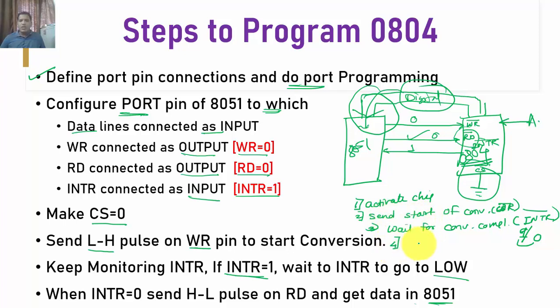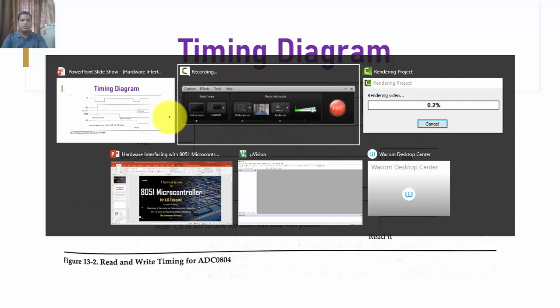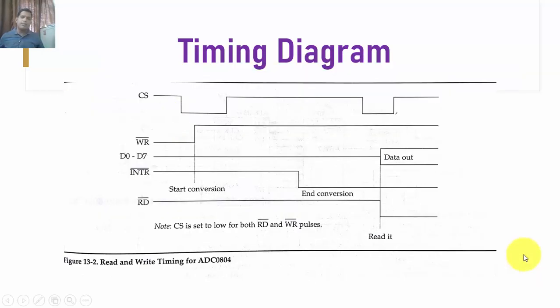So after doing this, what do we have to do? Send the read signal, that is the RD bar signal, high to low. Okay, and after sending this, read the digital data. So these are the simplified steps. These are the basic steps for the program, right? So this is a timing diagram for the 0804 program. This timing diagram basically tells us the standard procedure by which the ADC is interfaced with the 8051 microcontroller.